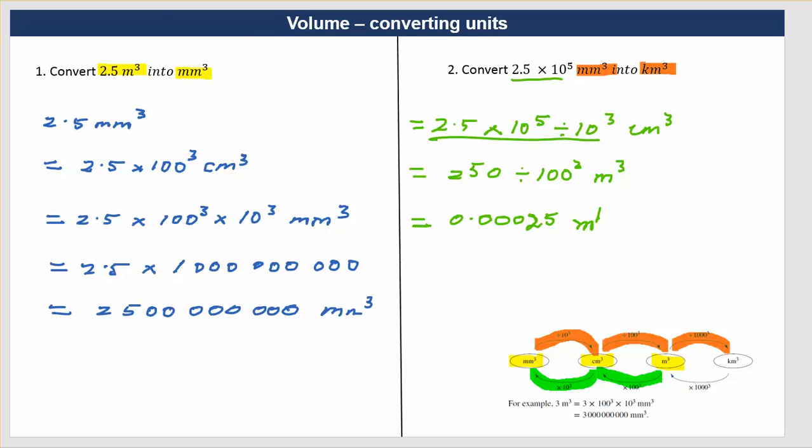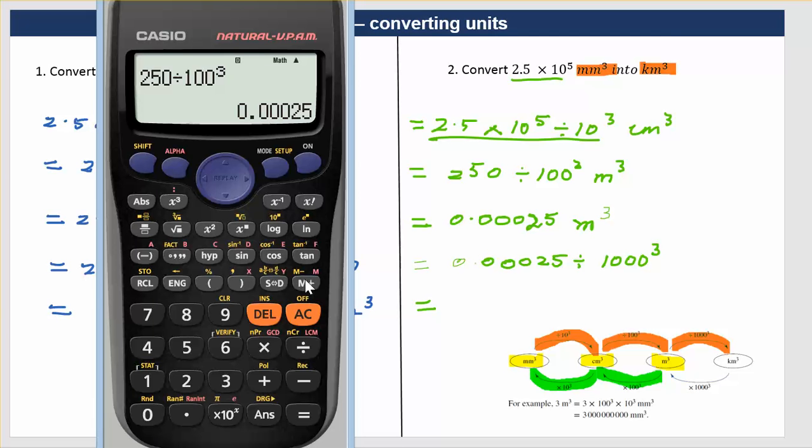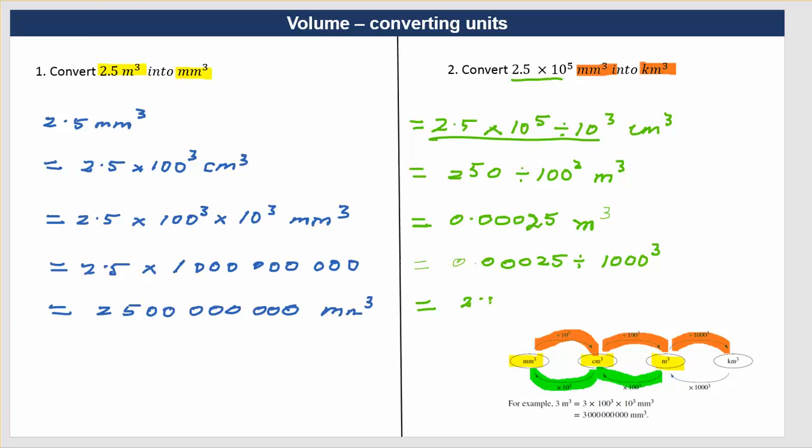And the final step, then we're going to divide by 1,000 cubed, and that's going to be a tiny number. So let's just keep our answer from the previous step and divide by 1,000 cubed. We end up at 2.5 times 10 to the power of negative 13. And that's in cubic kilometres.